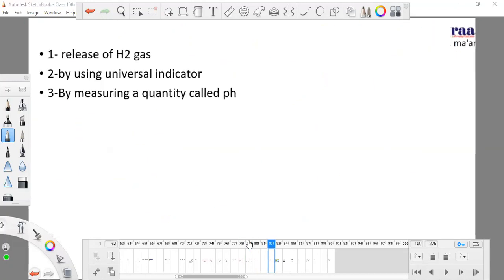Now I'm moving to another point: how can we test the concentration of an acid? What is the meaning of concentration of an acid? Now how do we test the concentration of an acid? What is concentration? Let me revise it for you.